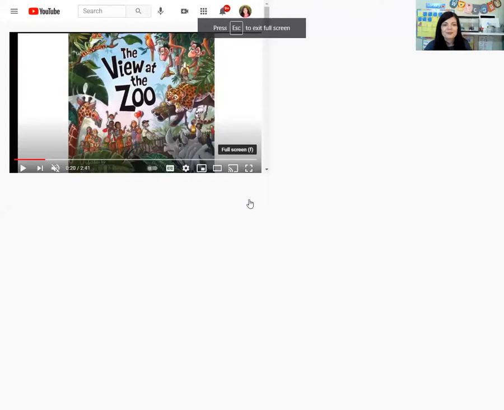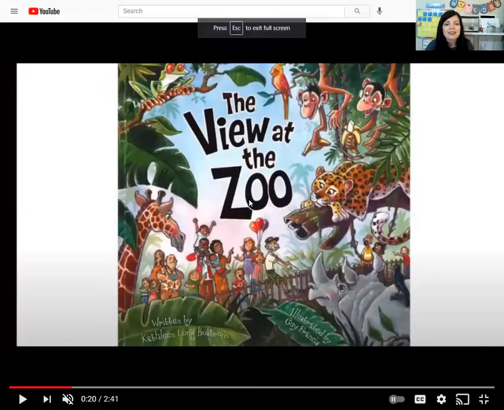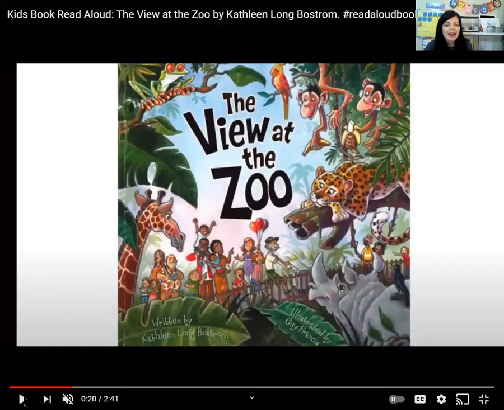Well, I have a story for us for story time today. We're going to read The View at the Zoo. So let me share my screen and we'll read it together. The View at the Zoo by Kathleen Long Bostrom and illustrated by Guy Francis.